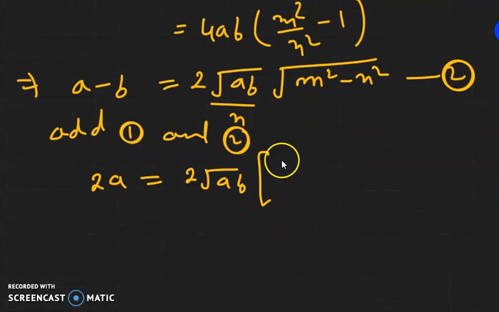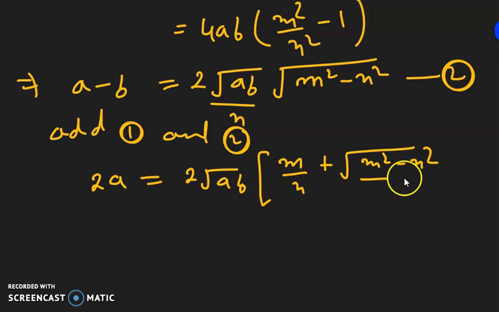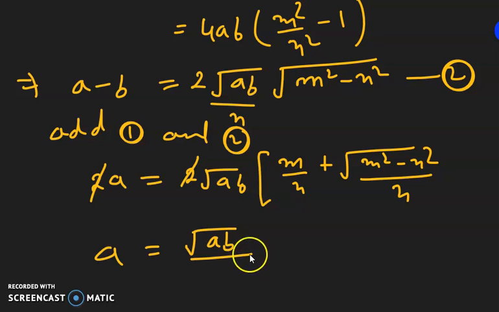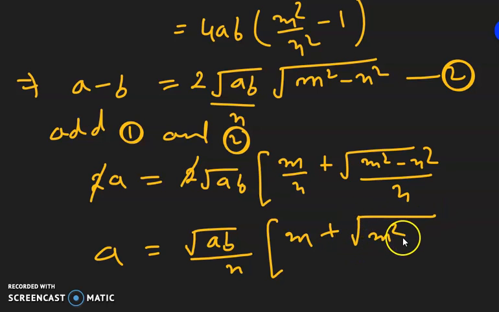m by n is left, and in the second equation plus square root of m square minus n square by n is left. So we can take that n out. And 2 and 2, this is multiplication, gets cancelled. So I get a is equal to square root ab divided by n, times m plus square root of m square minus n square.